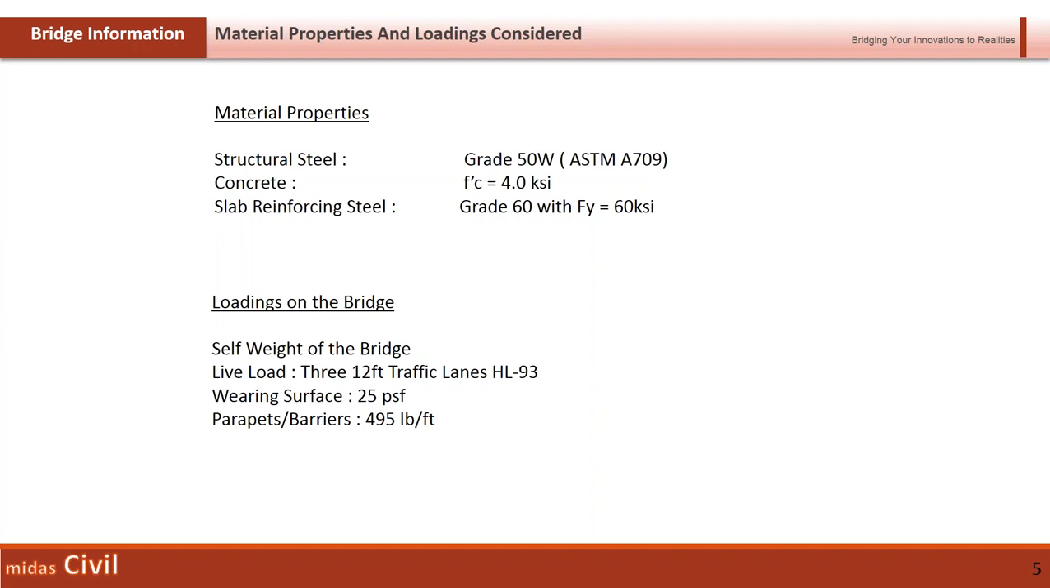For the loadings on the bridge, we are having the self weight of the bridge and the live load. For live load, we will consider around 3 12-foot traffic lanes of HL93. All the things are similar to what the FHWA example presents, the units, the weights and everything. The bearing surface is around 25 PSF, and then parapets and barriers is about 495 pounds per foot.